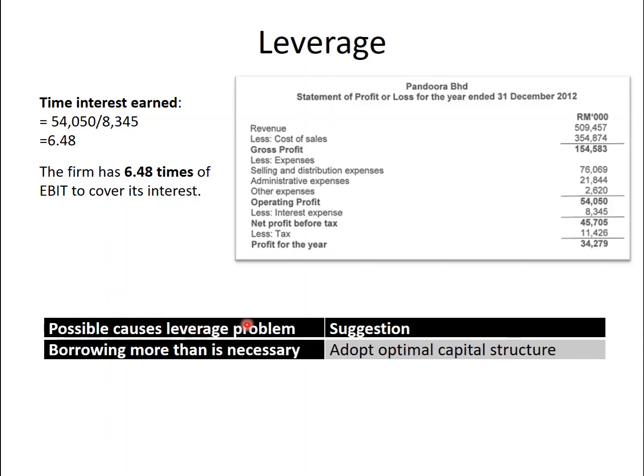Possible causes of leverage problems include borrowing more than is necessary, and the suggestion to improve is to adopt an optimal capital structure.